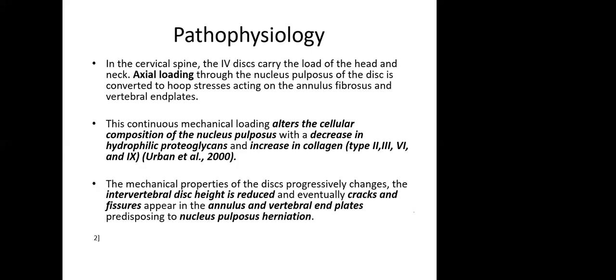With increased axial loading, it alters the cellular composition of the nucleus pulposus, with a decrease in the hydrophilic proteoglycans and an increase in collagen types 2, 3, 6, and 9, as reported by Urban and colleagues in 2000. The mechanical properties of the disc progressively change, the intervertebral disc height is reduced, and eventually cracks and fissures appear in the annulus and the vertebral end plates, leading to nucleus pulposus herniation. Next slide.